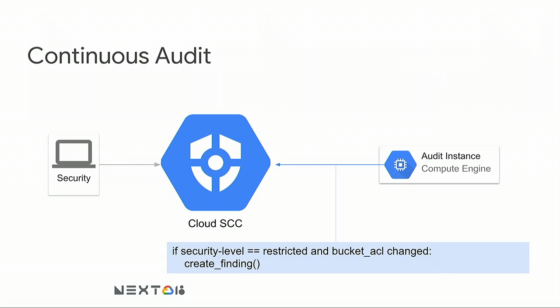What that code does is it reaches out to Cloud Security Command Center and says, give me a list of all of my resources, all of my assets that are security level restricted. And if any of them have unintended changes, like say the bucket ACL has been changed in the past 10 minutes or 24 hours, create a finding. Create a finding on that asset in Security Command Center so that the incident response team can go and take a look at that and fix it. So I'll show you a simple demo now. We'll switch over to the demo.